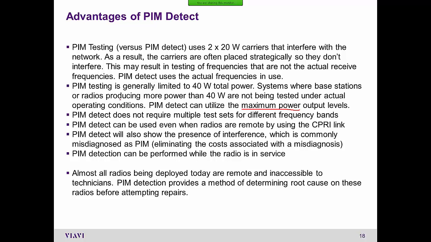One of the biggest advantages is that you can use PIM Detect when you have a CPRI radio or a remote radio that's fed with an optical fiber. Another advantage of PIM Detect is that you can actually see the noise floor, so you can determine: is it PIM or is it interference? And you've probably experienced doing PIM testing and having the end result be that it didn't impact the performance of the receiver because it wasn't actually PIM.